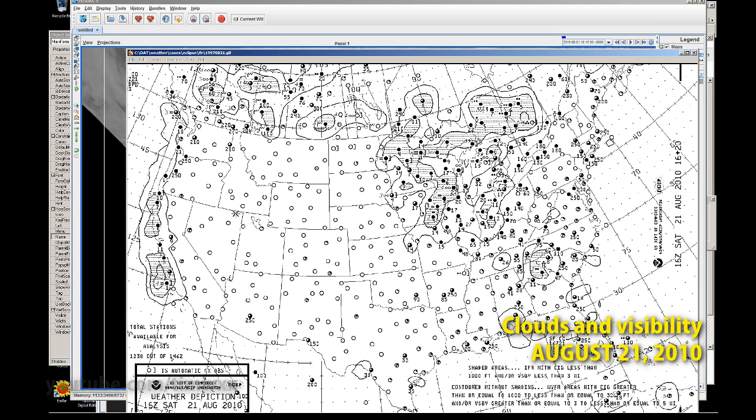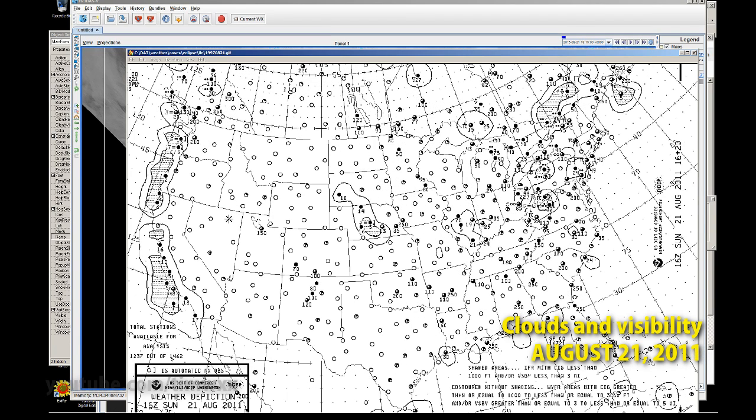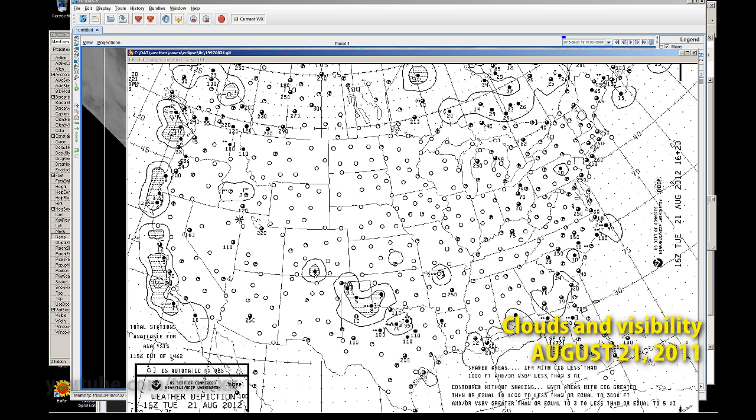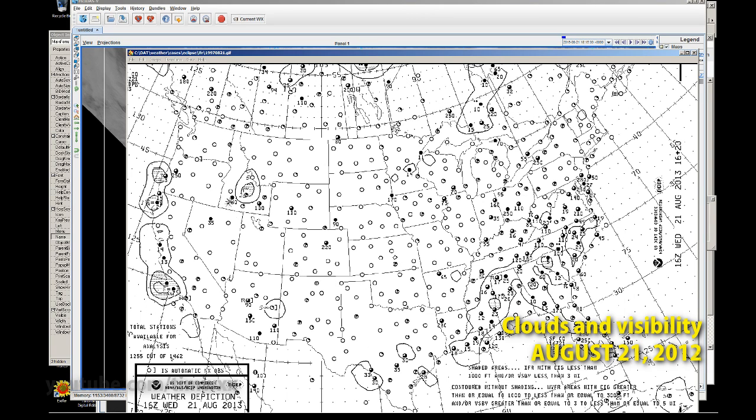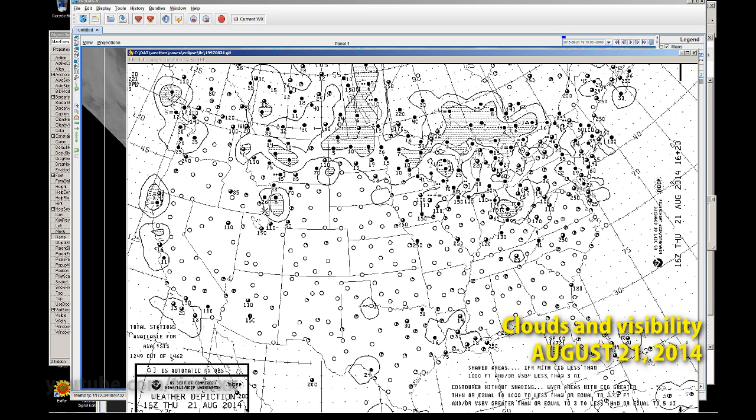2010, we kind of returned to a normal condition. 2011 was very good. 2012, again, the valley pretty much socked in there. 2013, we started to have problems in Oregon, Idaho. A very similar pattern again in 2014. Lots of cloud cover across this area here. Yellowstone, Jackson Hole, and Idaho Falls.